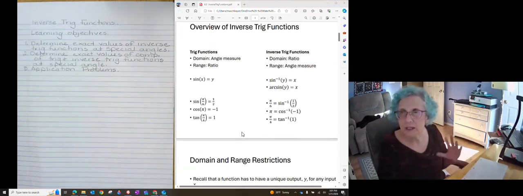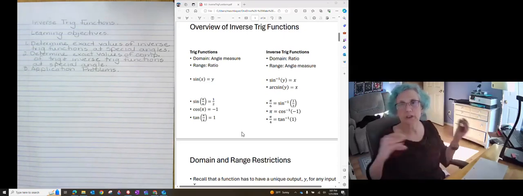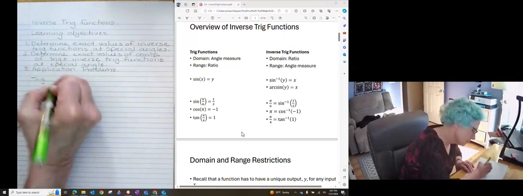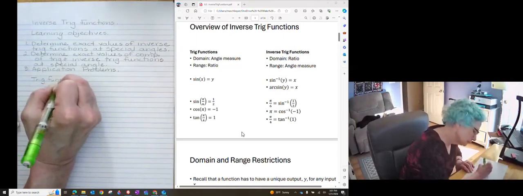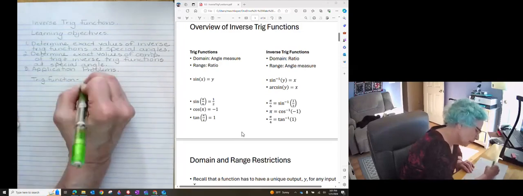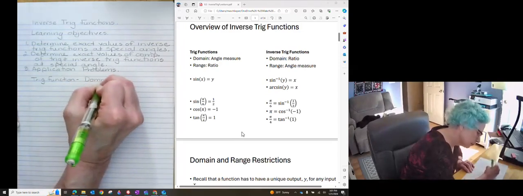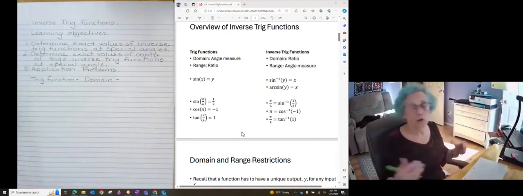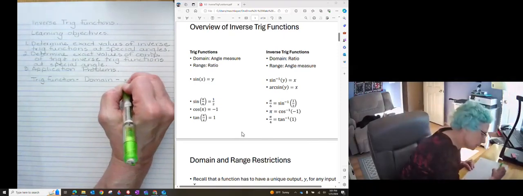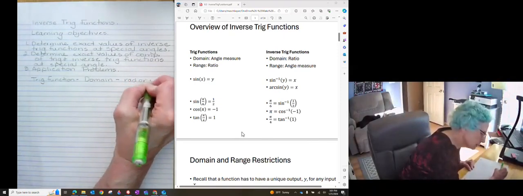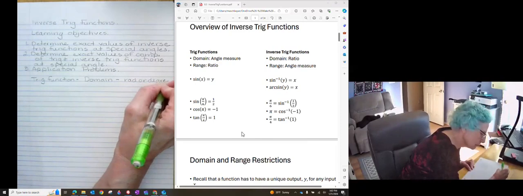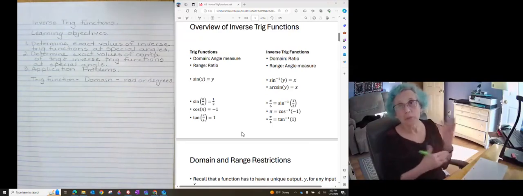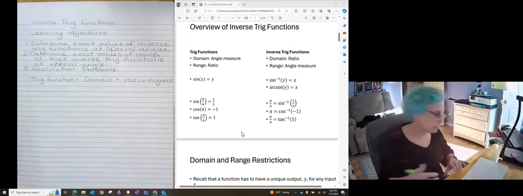So here's just kind of an overview of trig versus inverse trig. So trig functions have a domain, or inputs, that are angle measures. So their domain is either radians or degrees. Their output is a ratio or a number.